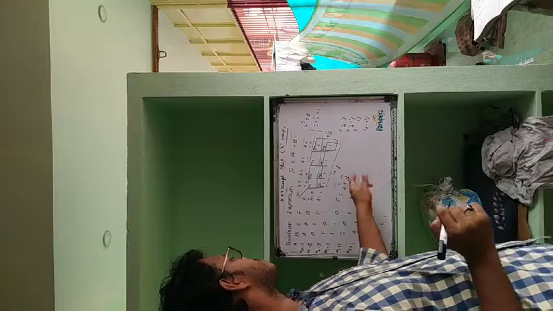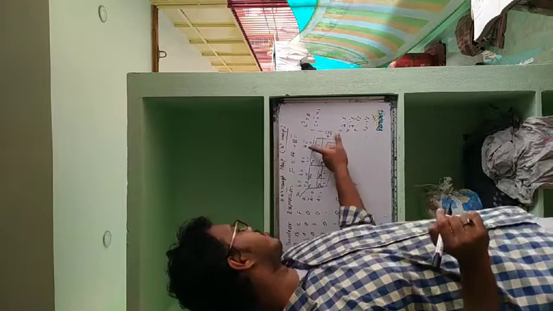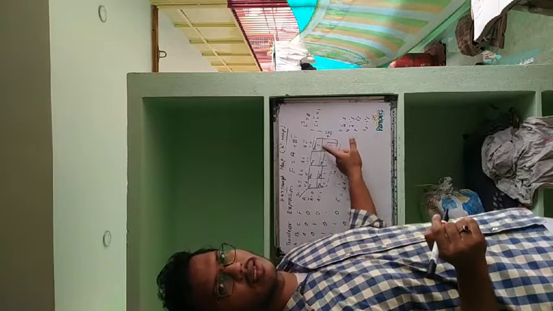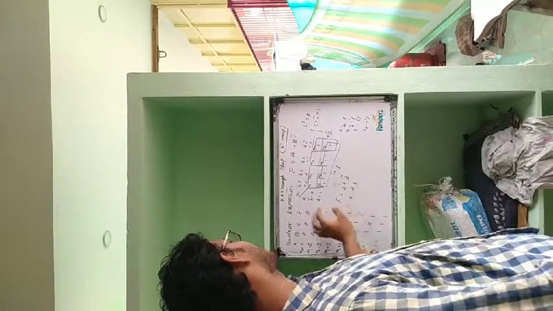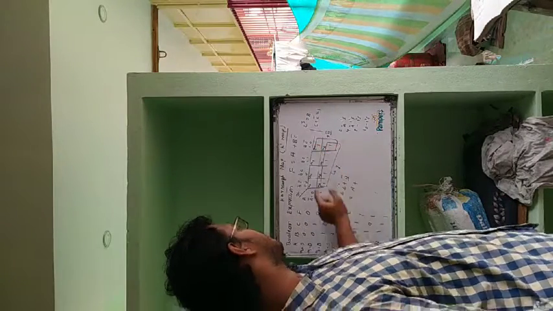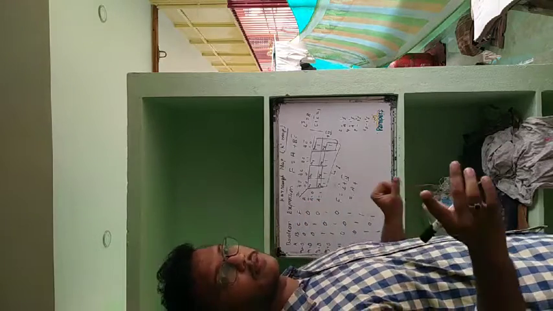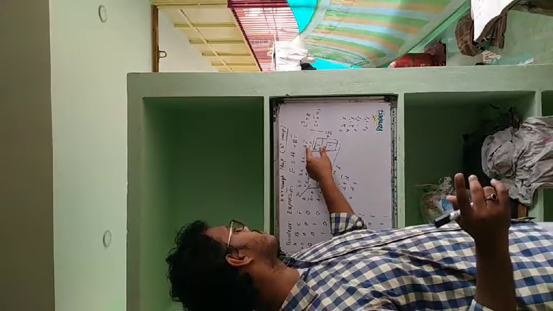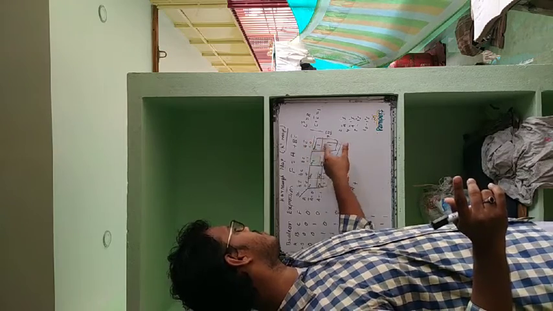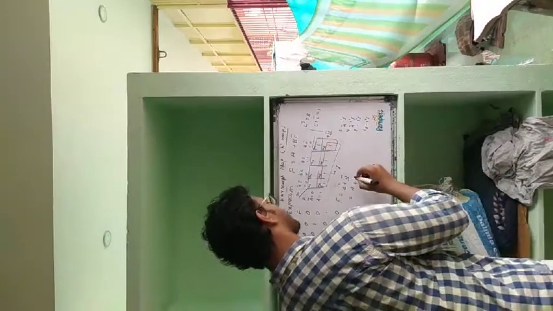Next, in group 2, in this column, A is changing from 0 to 1. But here B, C bar is not changing.